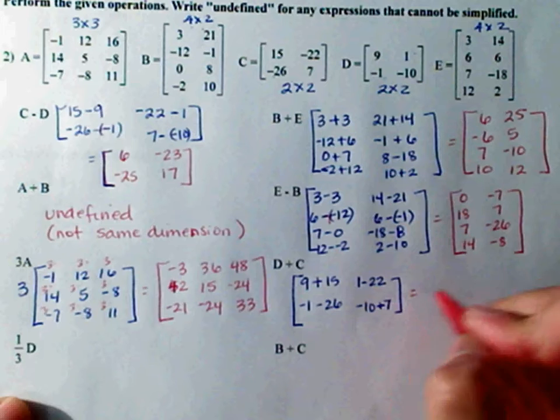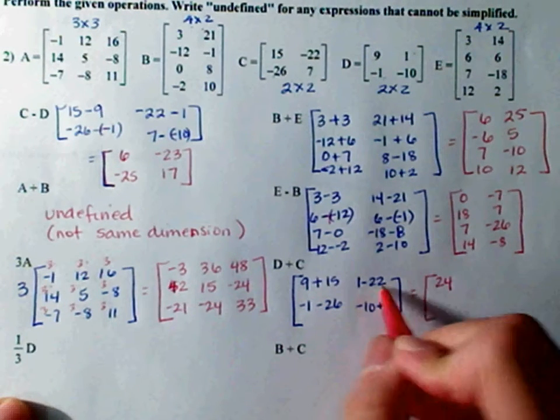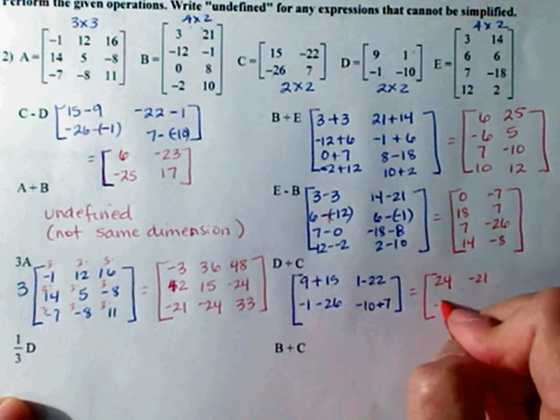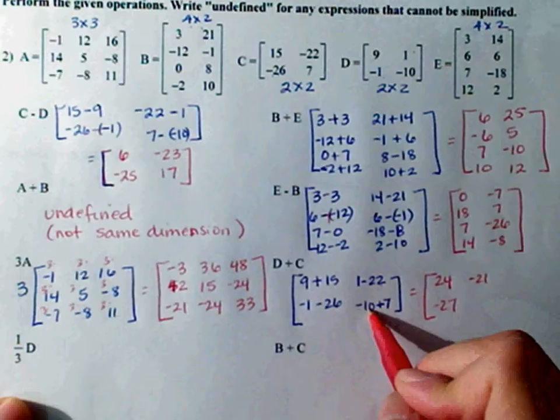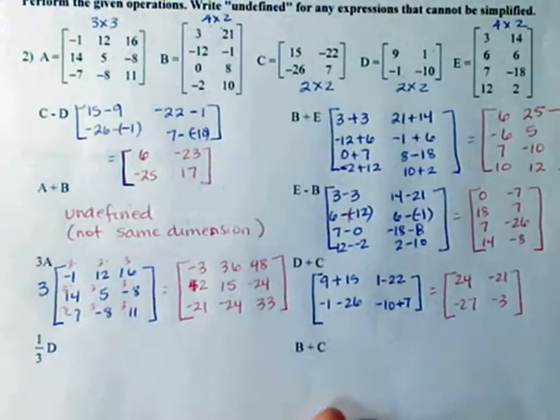Simplify. 9 plus 15 is 24. 1 minus 22 is negative 21. Negative 1 minus 26 is negative 27. Negative 10 plus 7 is negative 3. And there you have your sixth one.